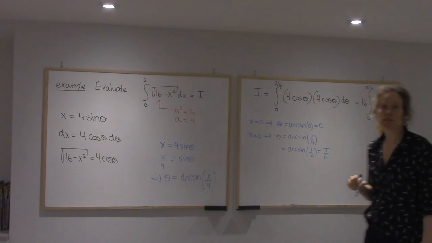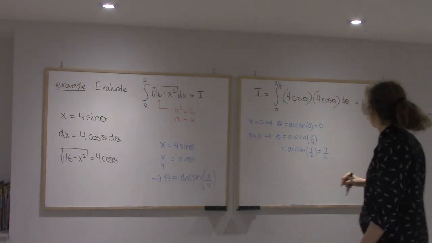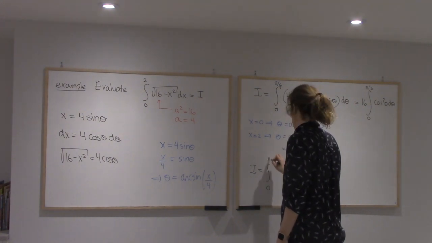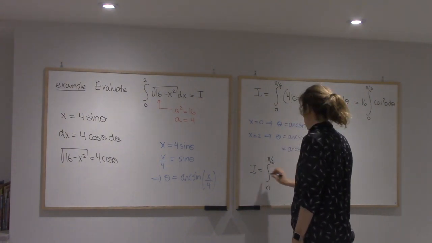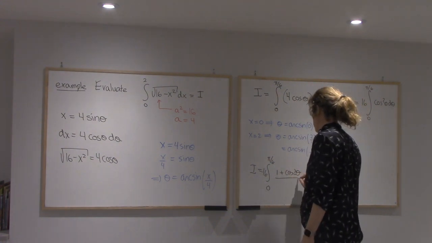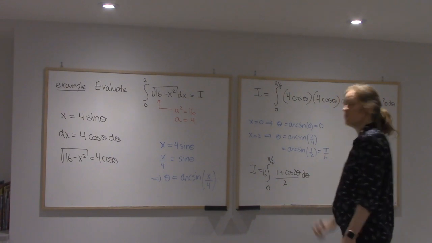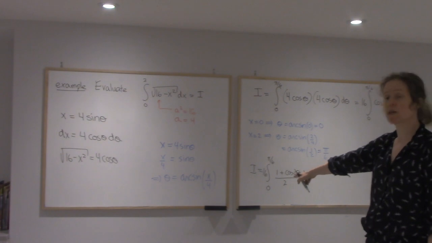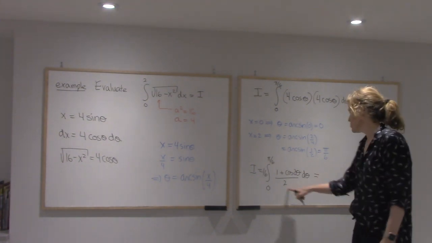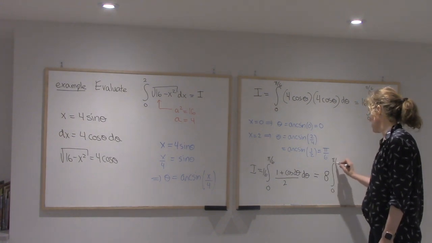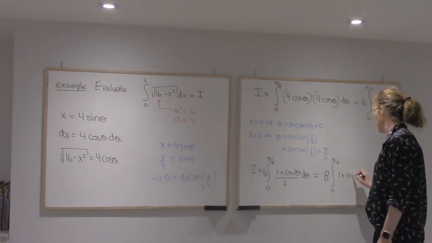And we know how to integrate cosine squared. We've seen it before. So the integral is transformed into something doable with basic integrals using the trig identity. Then let's divide by 2. We get 8 times the integral of 1 plus cosine 2 theta.